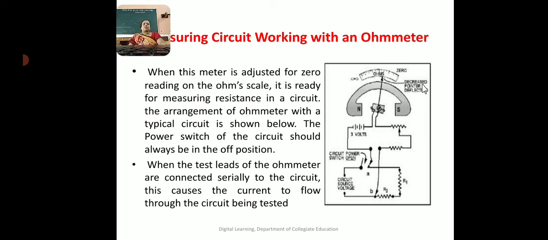This is the measuring circuit with an ohmmeter. See here, students. When this meter is adjusted for zero reading on the ohm scale, it is ready for measuring the resistance in a circuit. The arrangement of the ohmmeter with a typical circuit is shown in this diagram. The power switch of the circuit should always be in the off position because the source voltage applied to the circuit across the meter could damage the meter.